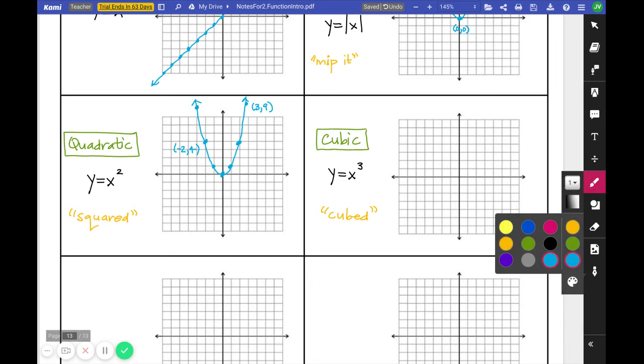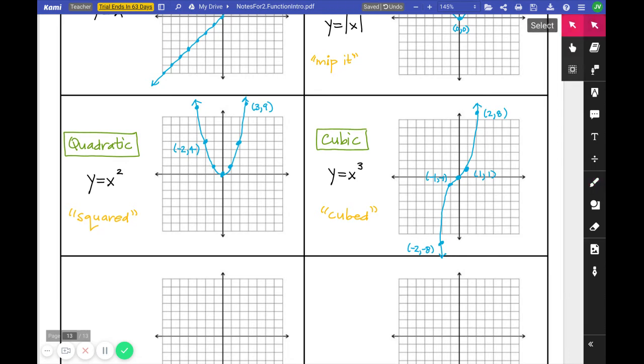So the cubic graph has a point at (0, 0). It has a point at (1, 1). It has a point at (2, 8). And that's about as far as we're going to get. When we go into the negatives, (-1, -1) and (-2, -8). We get kind of an S curve. So when you see this S curve, that's how we know something is cubic. 2 left. We're doing great.